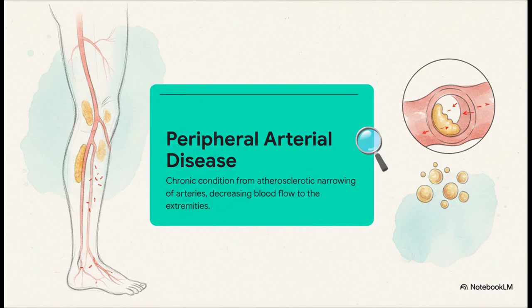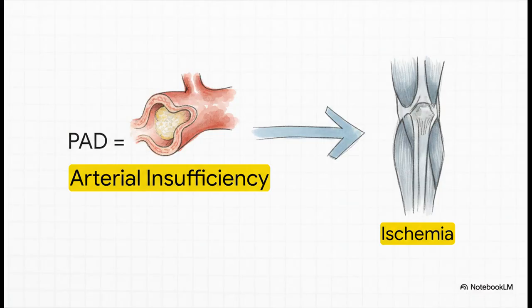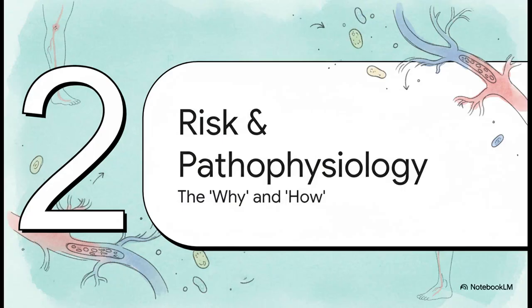And what's the result? Well, you get a massive traffic jam for your blood, which ends up starving the tissues downstream of all that good oxygen and nutrients. If there's one thing you write down, this is the core equation you have to remember for the NCLEX. At its heart, PAD is simply arterial insufficiency. The arteries just can't supply enough blood to meet the demand, and that leads directly to ischemia, which is just the medical term for tissue starvation. When your leg muscles are screaming for oxygen they're not getting, they start to hurt. It's that simple.